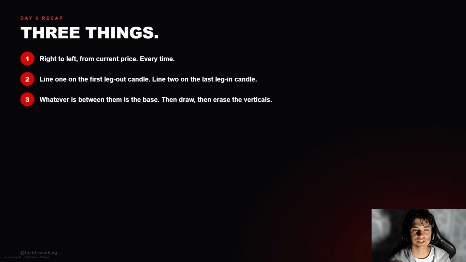Day 6, let's lock it in here, guys. Three things. One, right to left from current price, and you want to do that every time. Two, one line on the first leg out candle, line two on the last leg in candle, and three, whatever's between them is the base. You want to draw your zone, and then you want to erase the vertical lines.